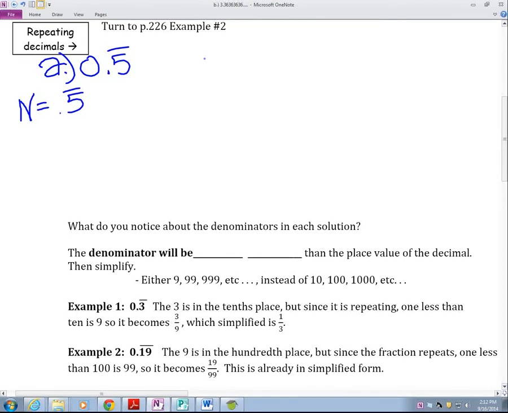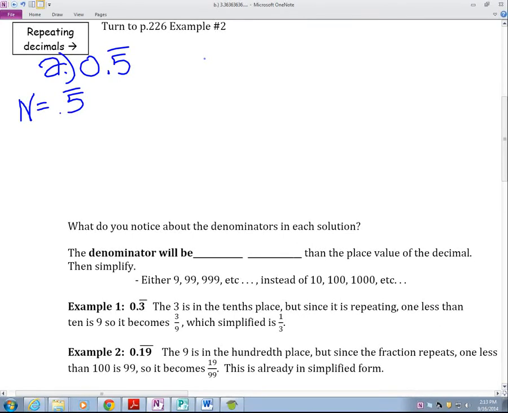So, write this down. There's going to be 2 parts to this. We have 0.5 bar. And we're going to assign the letter N as being 0.5 with the bar over it. Yep, bar means it repeats.